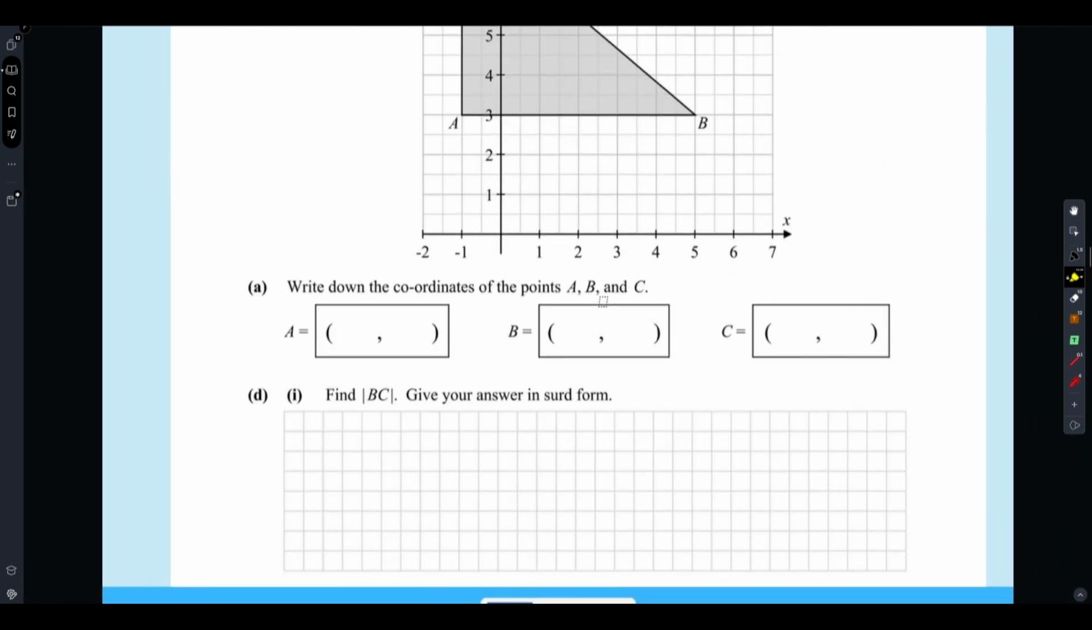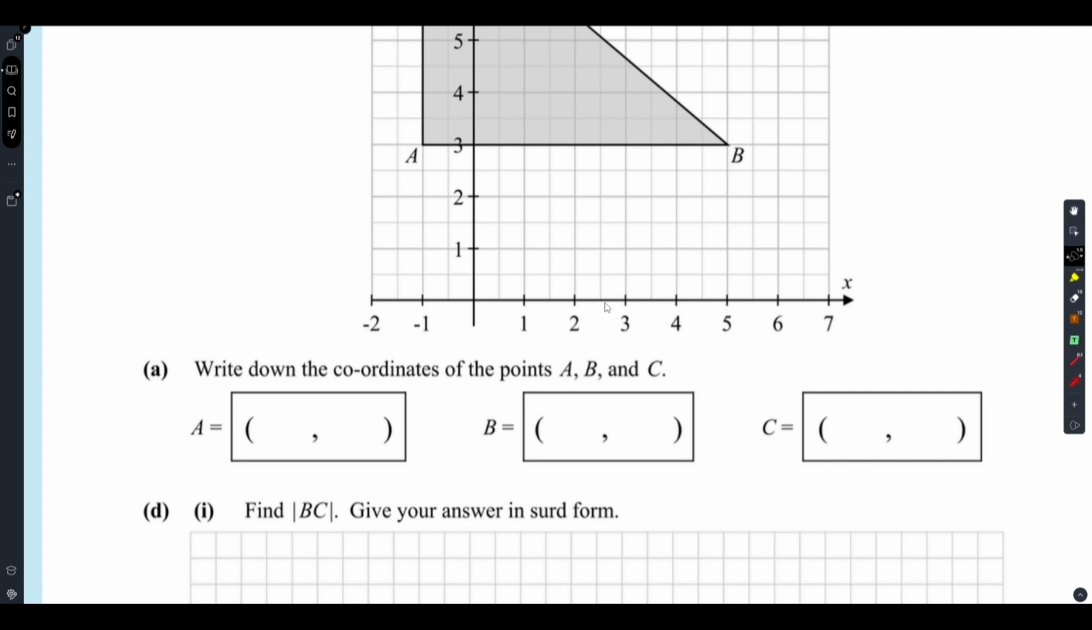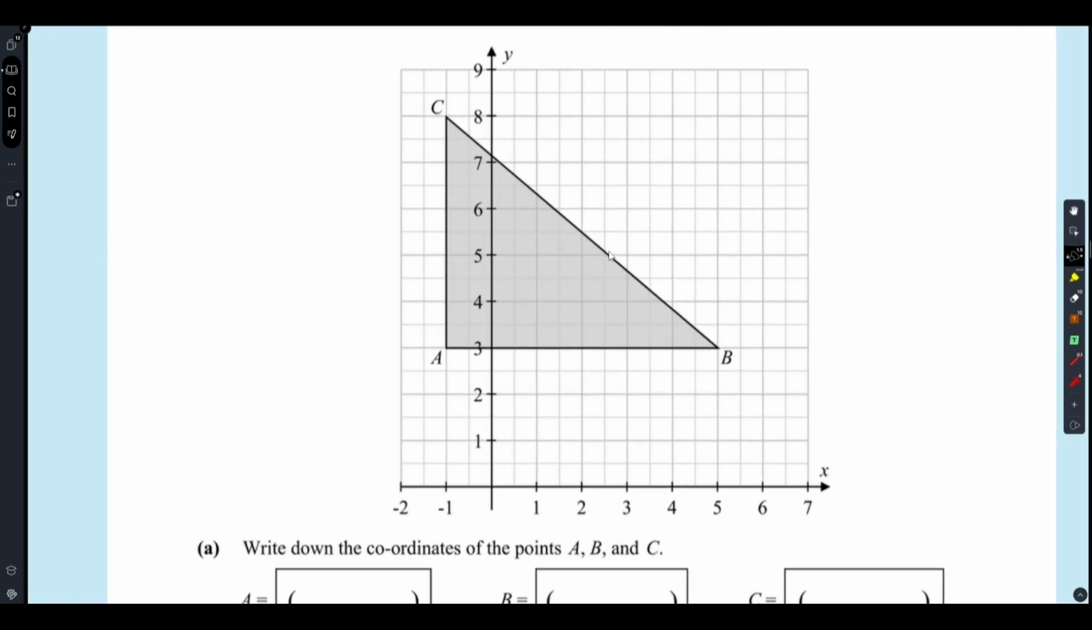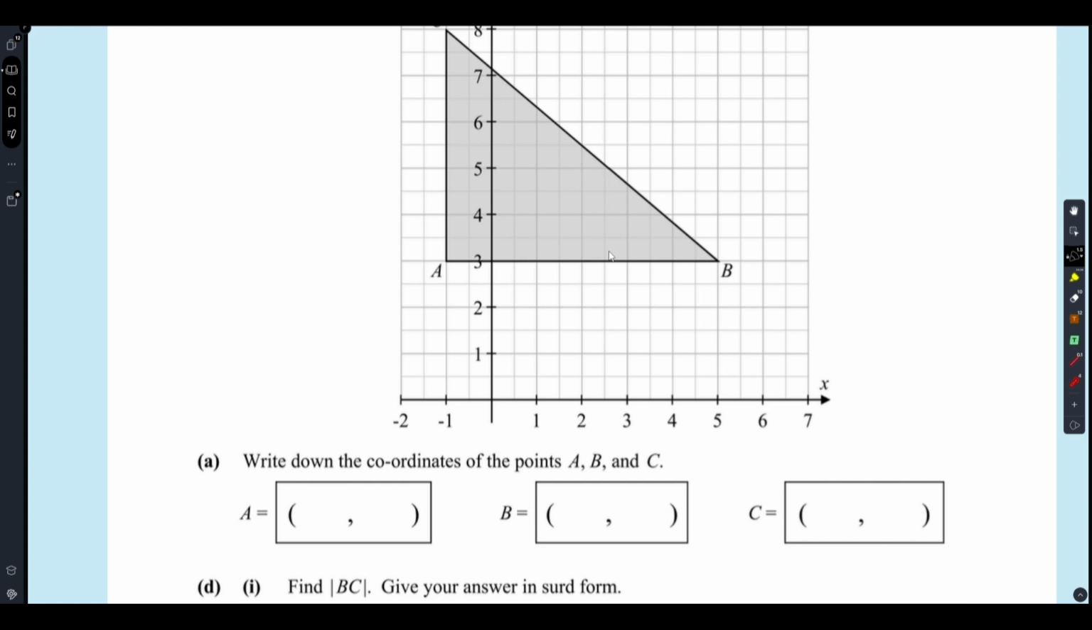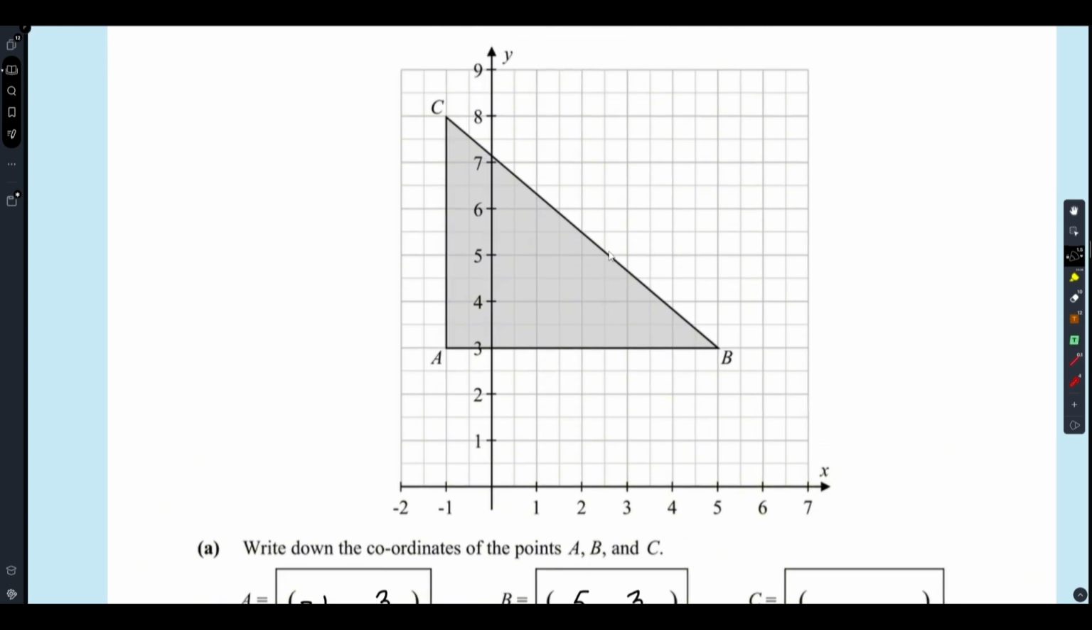But we'll see this question now. Write down the coordinates of the point A, B, and C. So what is the coordinates of A here? -1, 3. Do people agree? Exactly. So we're -1 across, we're 3 up, so we're going to be at the coordinate point -1, 3. What about B? We're 5 across, and we're 3 up, so x is 5 because we're 5 across, we're 3 up vertically, so we get 5, 3. And then lastly, C is going to be -1, 8. -1 across and 8 up.